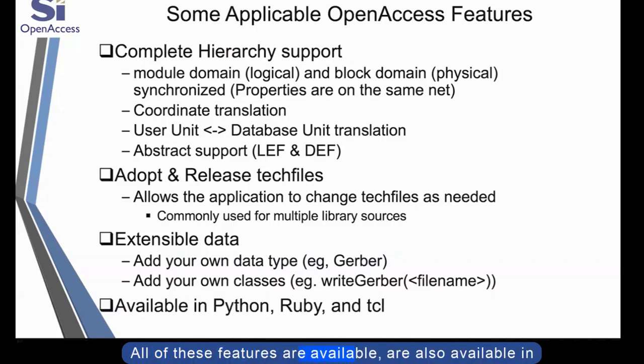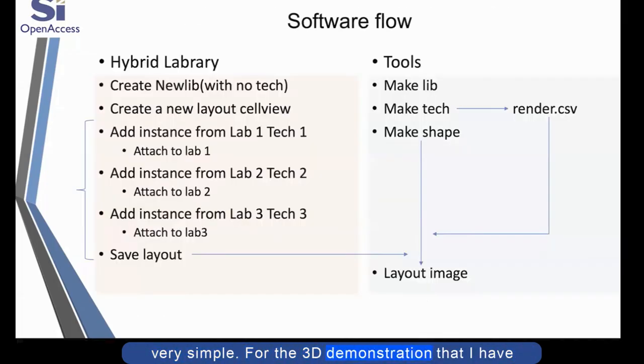All of these features are also available in Python, Ruby, and Tcl, which is very easy to use and very simple. For the 3D demonstration, I have made this example based on the Python API of OpenAccess. Here is the flow of my software. It will start by creating a hybrid library, a new library with no tech file and attached to nothing. And we will create a new layout cellview, which means we will have a new design.